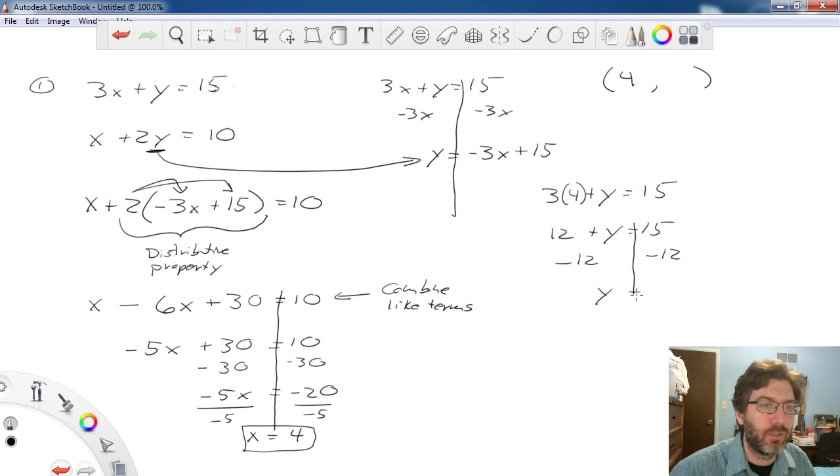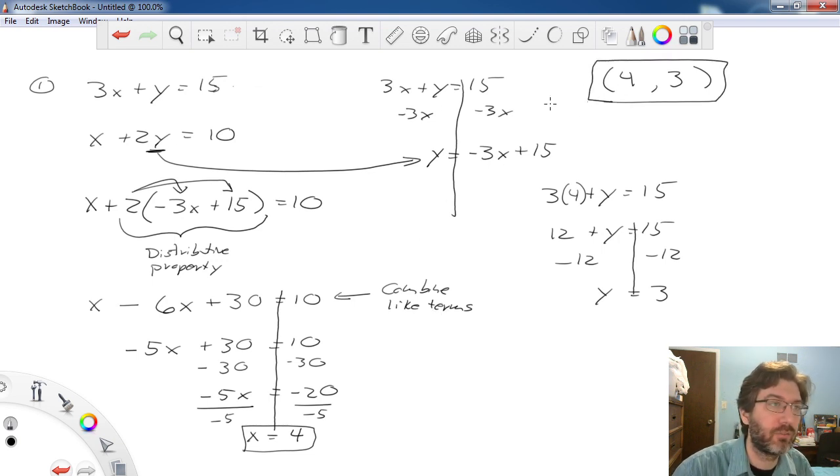This equals y equals, and then 15 minus 12 gives you 3. So your point is 4 comma 3 for this one. So this does take a little rewriting of an equation in order to plug it in. But once you plug it in, it is really done the same way as before.